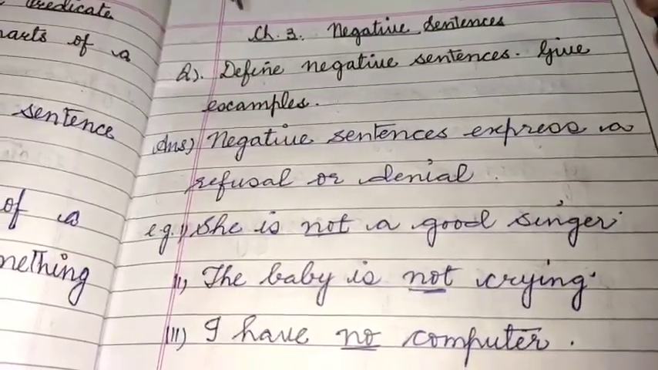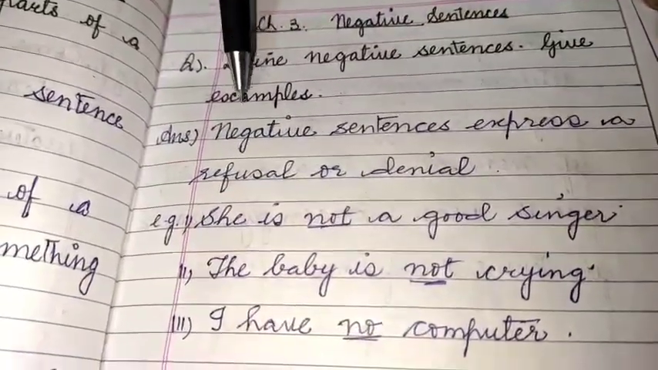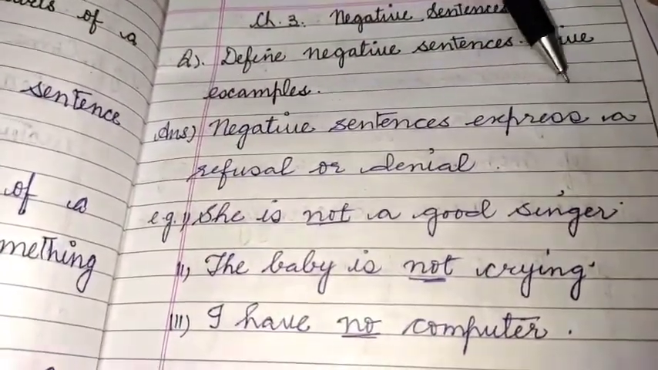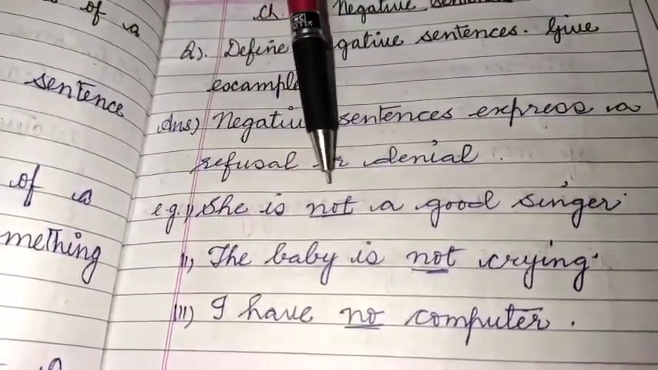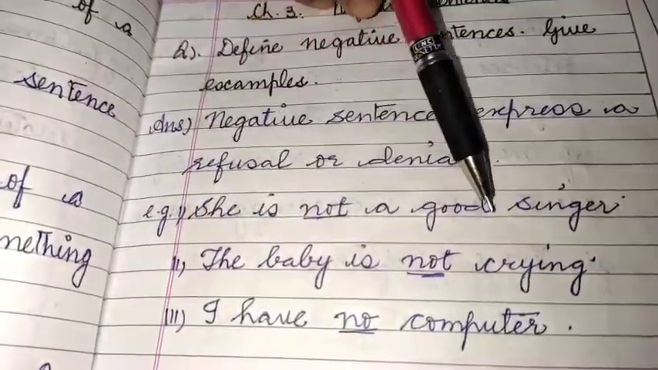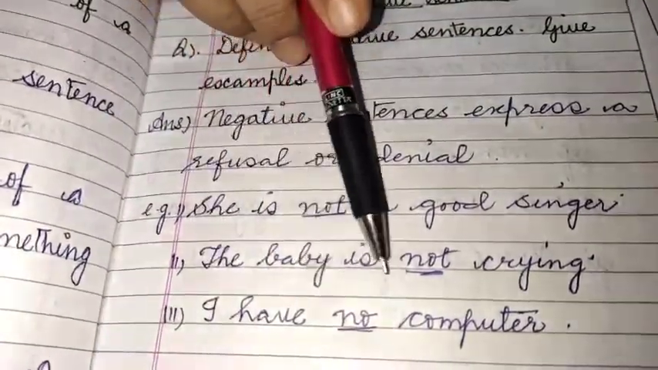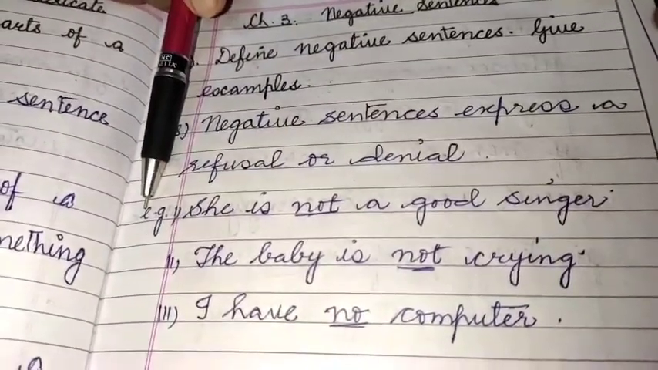Dear children, in your notebook, you should write down this question. Define negative sentences, give example. Negative sentences express a refusal or denial. For example, she is not a good singer. The baby is not crying. I have no computer. So, my dear children, with this we have completed the chapter.